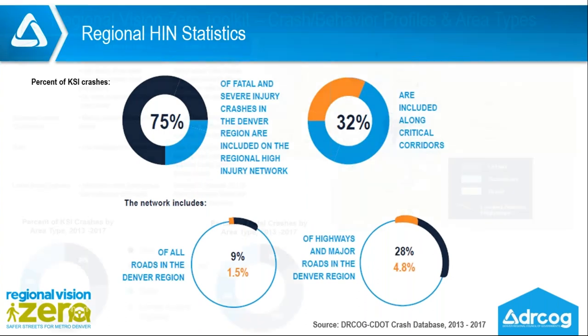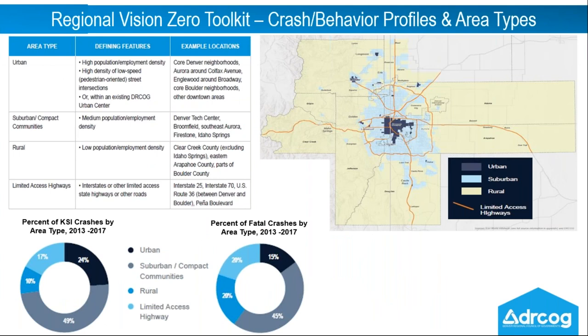So once we identified where these crashes are happening, we wanted to dissect those crashes more and figure out what's actually happening in those crashes, figure out some of the mechanics and behaviors involved, then start moving towards certain countermeasures that we might want to apply to reduce those crashes.